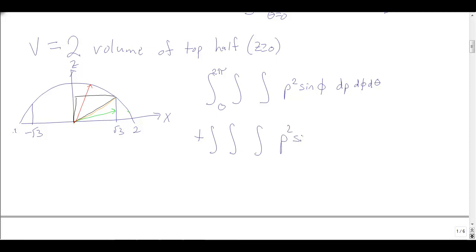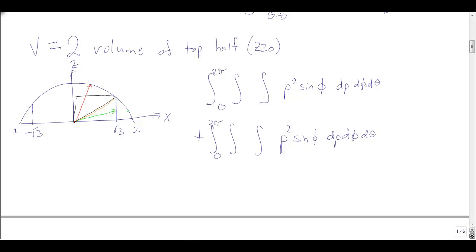So they'll both be rho squared sine phi. You do both of them as d rho, d phi, d theta. You could do it either order, actually. It's kind of ugly there. Let's try again. D phi, d theta. So theta again will go 0 to 2 pi.